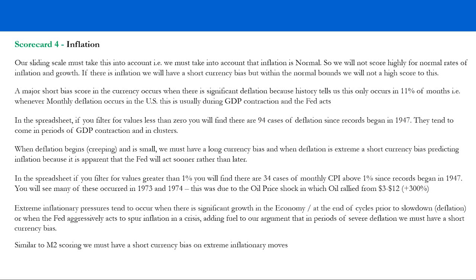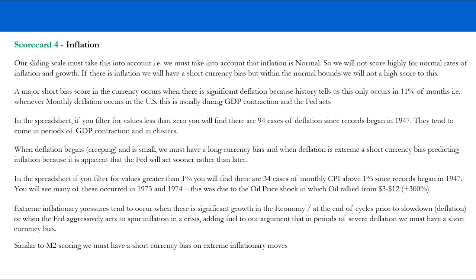On the extreme inflationary moves, we scorecard similar to M2. We tend to have a short currency bias on extreme inflationary moves. So we looked at M2 earlier, and as we went up the positive scale, our conviction, or our scoring, went higher, the higher inflation we got. And that's because we get more and more conviction in our short currency bias, the more inflation we have. Okay, so let's have a look at this pictorially and try to understand what's going on here.